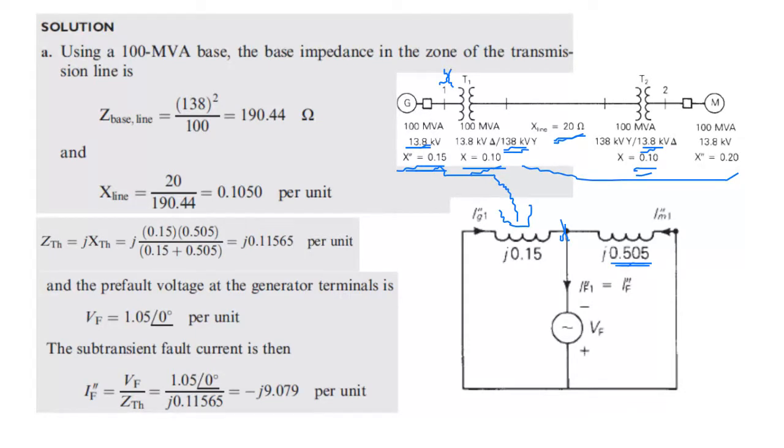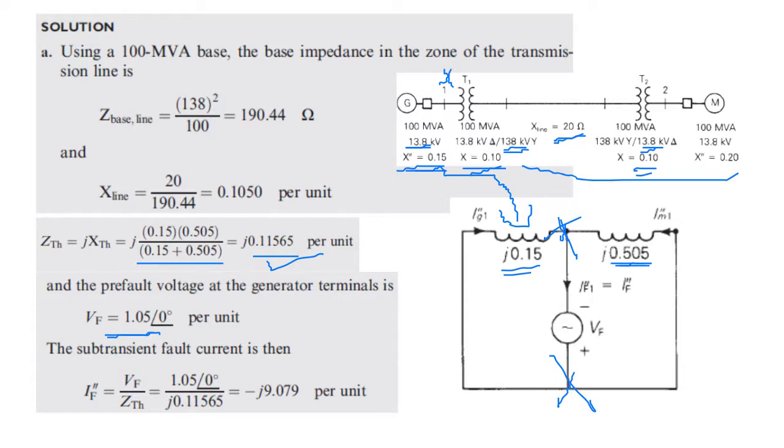We use the current divider rule. Current divider rule is this one. This is the impedance, which is Z Thevenin, looking from here to here. These are two parallel. This is Z Thevenin. 0.15. Okay, these are parallel, therefore we get 0.11565 per unit.